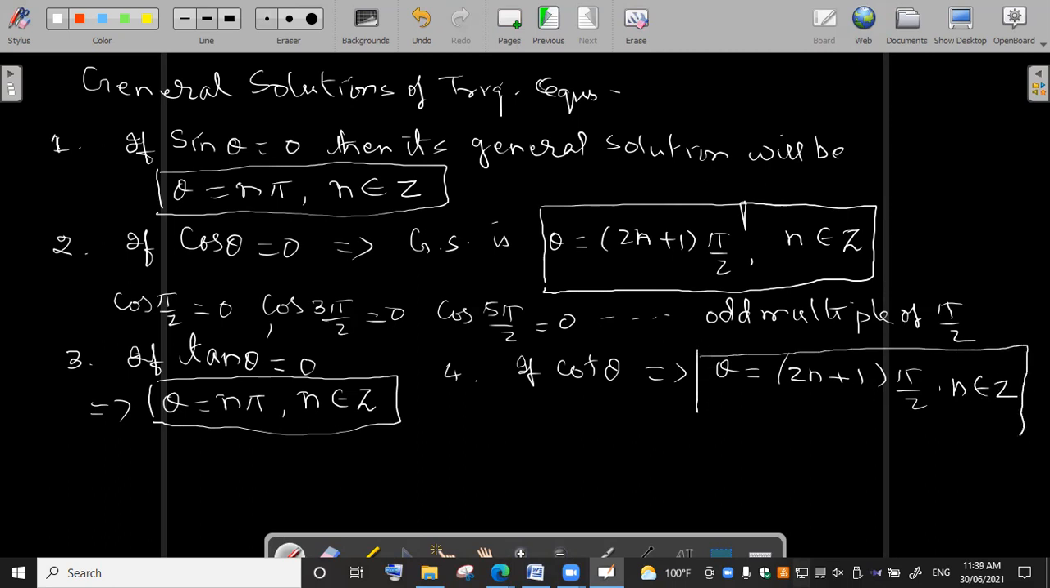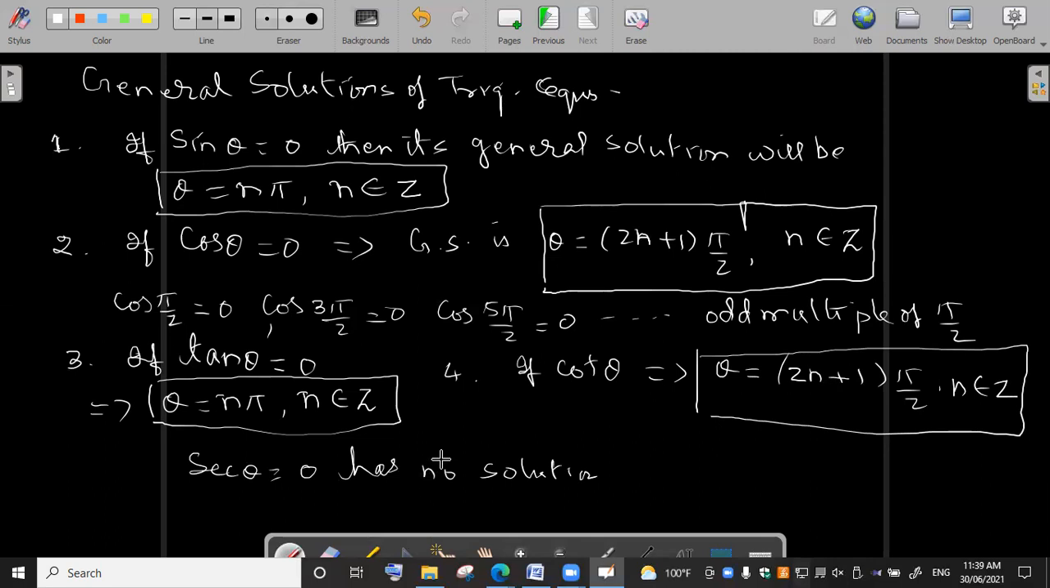So these two are the same for cot theta and cos theta, and sin theta and tan theta will have n pi. And sec theta does not have any solution, because sec theta equal to 0 has no solution. So we have seen 1, 2, 3, 4, and this is the fifth.